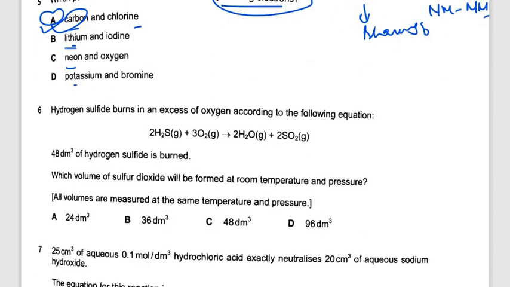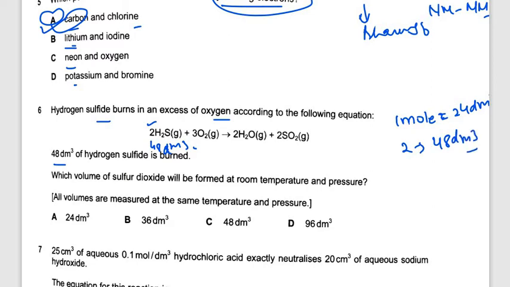Now let's see question number 6. Hydrogen sulfide burned in excess of oxygen. So you are burning this in excess of oxygen, and how much of this is burned? Around 48 decimeter cube. Okay, tell me, in 1 mole how much volume of gas is there? 24 decimeter cube. If I say 2 mole, you will say 48 decimeter cube, right? 24 multiplied by 2 decimeter cube.